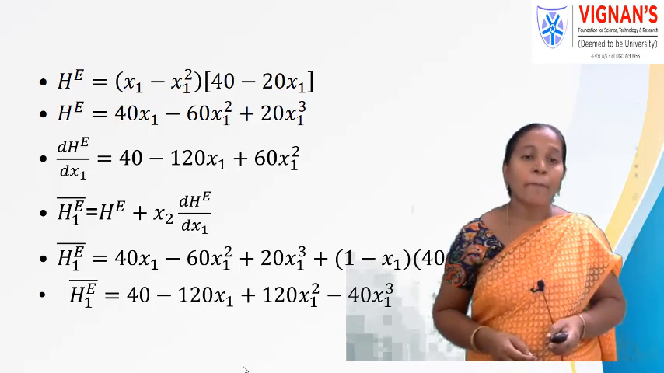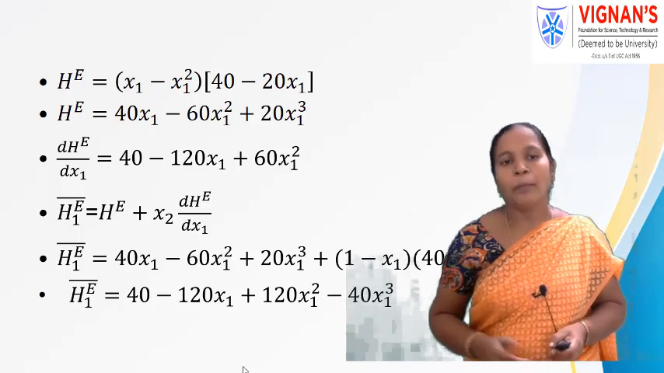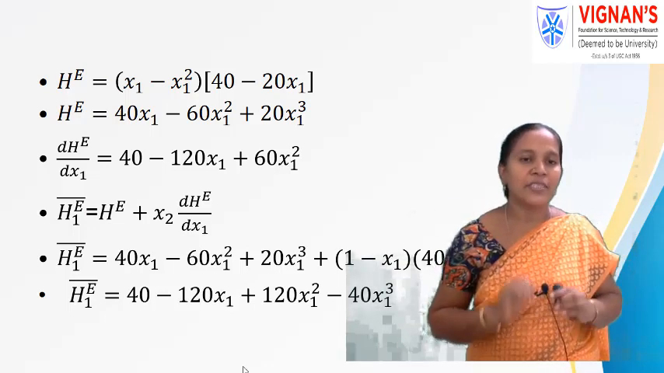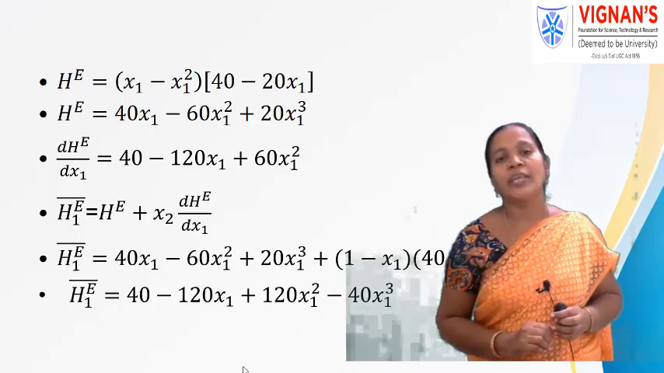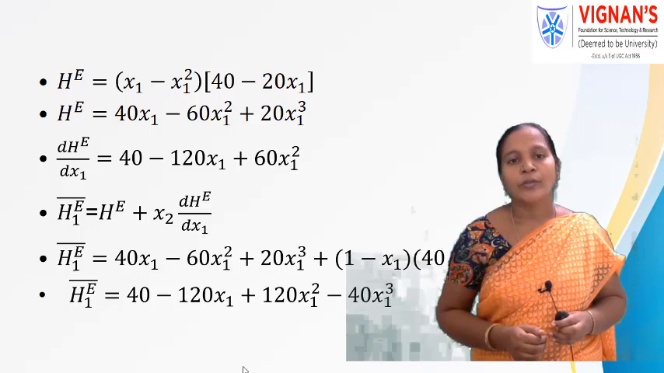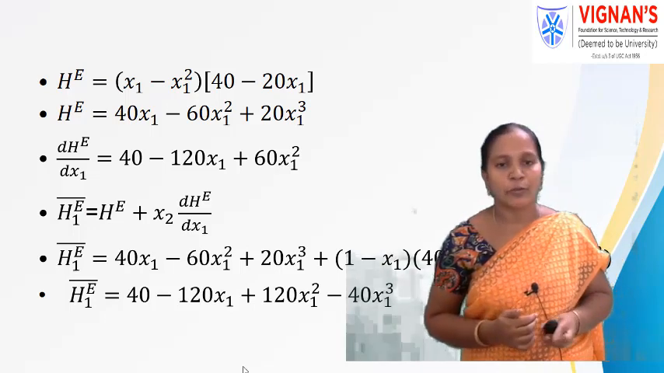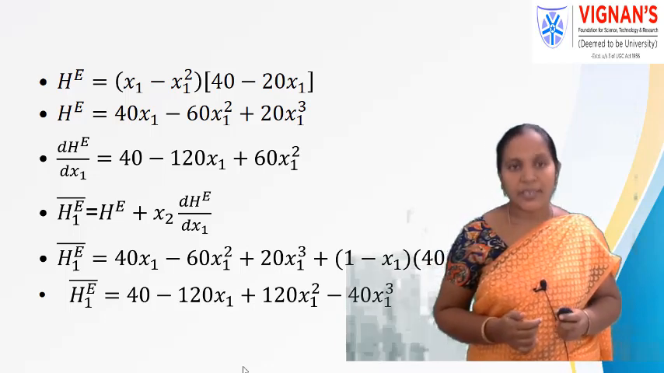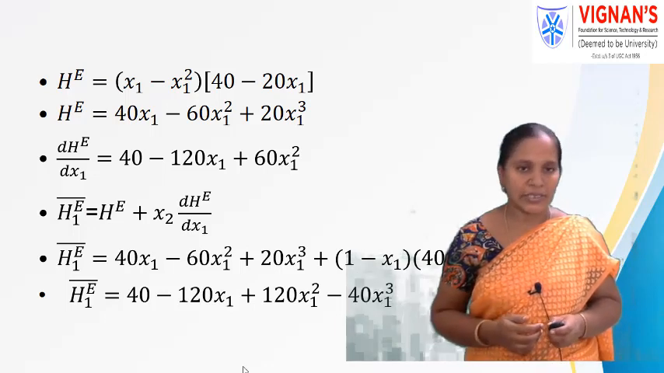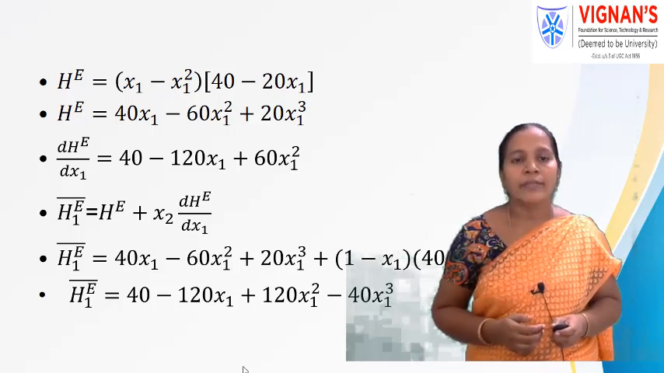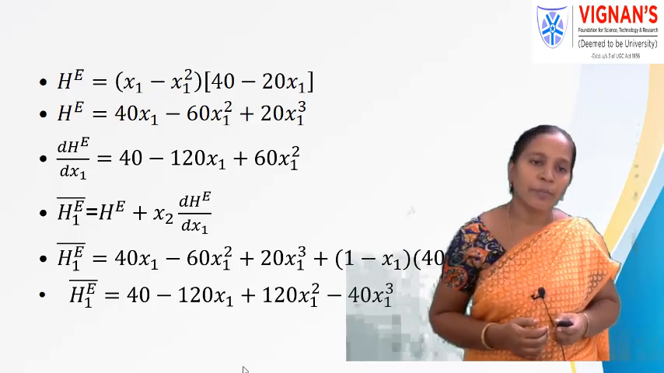This is the partial molar enthalpy calculation. Partial molar enthalpy of species 1 is equal to HE plus x2 into dHE by dx1. Therefore, we differentiate the HE expression with respect to x1. That is 40 - 120 x1 + 60 x1 square. Then substitute HE and dHE by dx1 in H1 bar E.